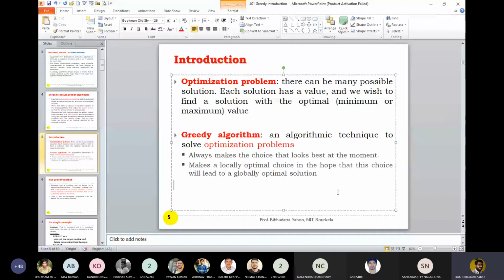An optimization problem must have an objective function, and we will try to meet the objective function with a series of selections. Always make a choice. The choice we make is based on a heuristic. The simple heuristic is whichever is minimum or maximum, depending on whether I am solving a maximization problem or a minimization problem. We make a locally optimal choice, in the hope that the choice will lead to the global optimal solution.